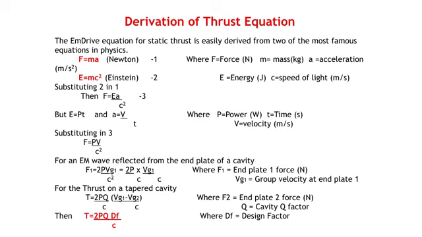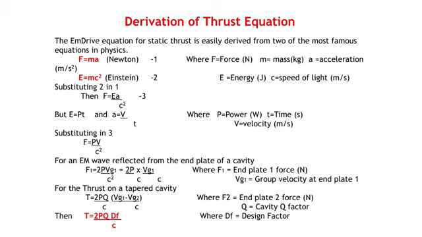The thrust produced by any cavity design can be obtained from a simple thrust equation derived from the classic equations of Newton and Einstein. So in equation 1 we have F equals ma, where F is the force, m is the mass, and a the acceleration. In equation 2 we have E equals mc squared, where E is energy.